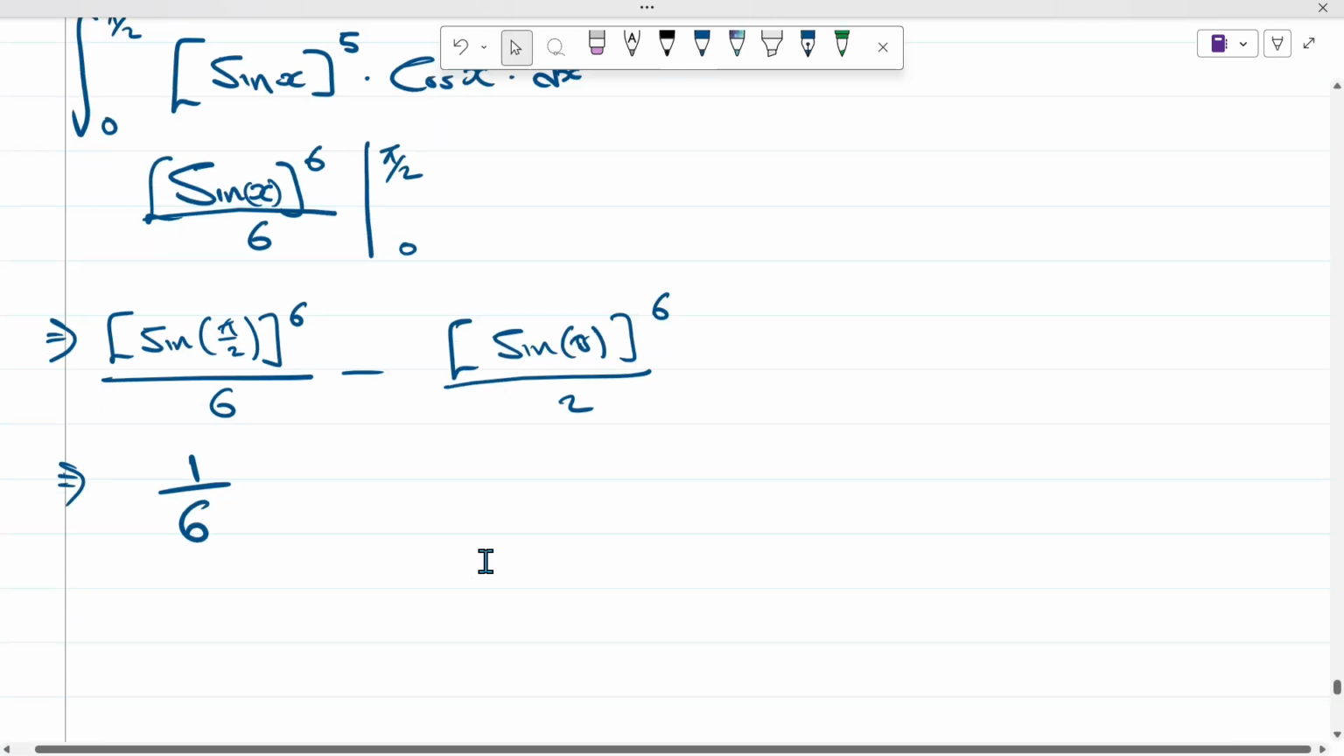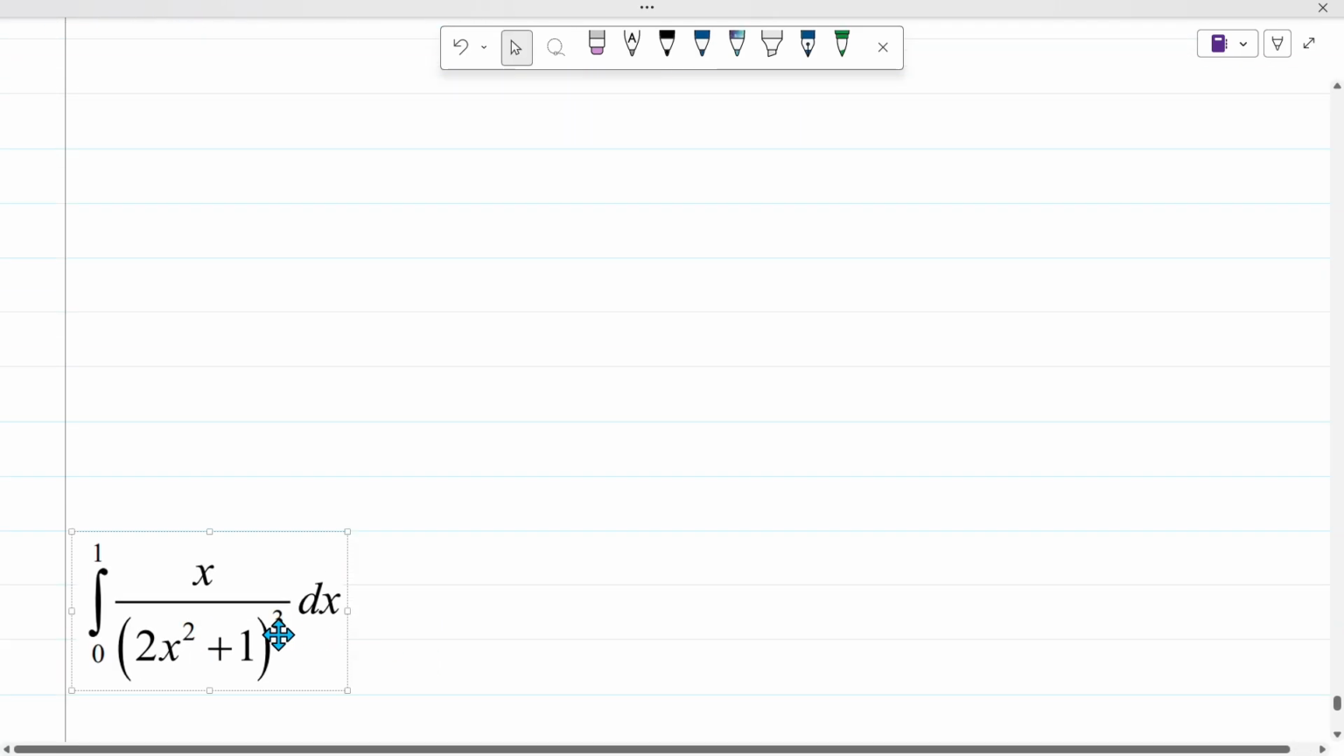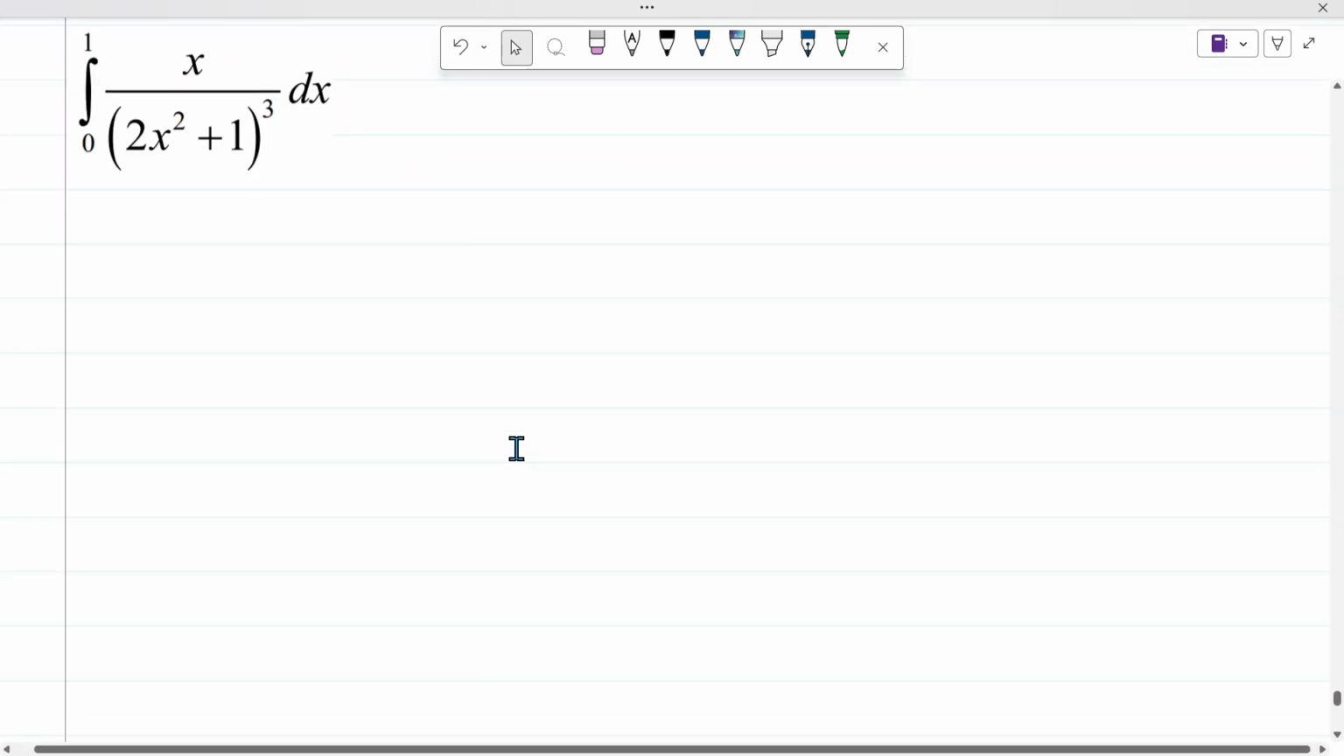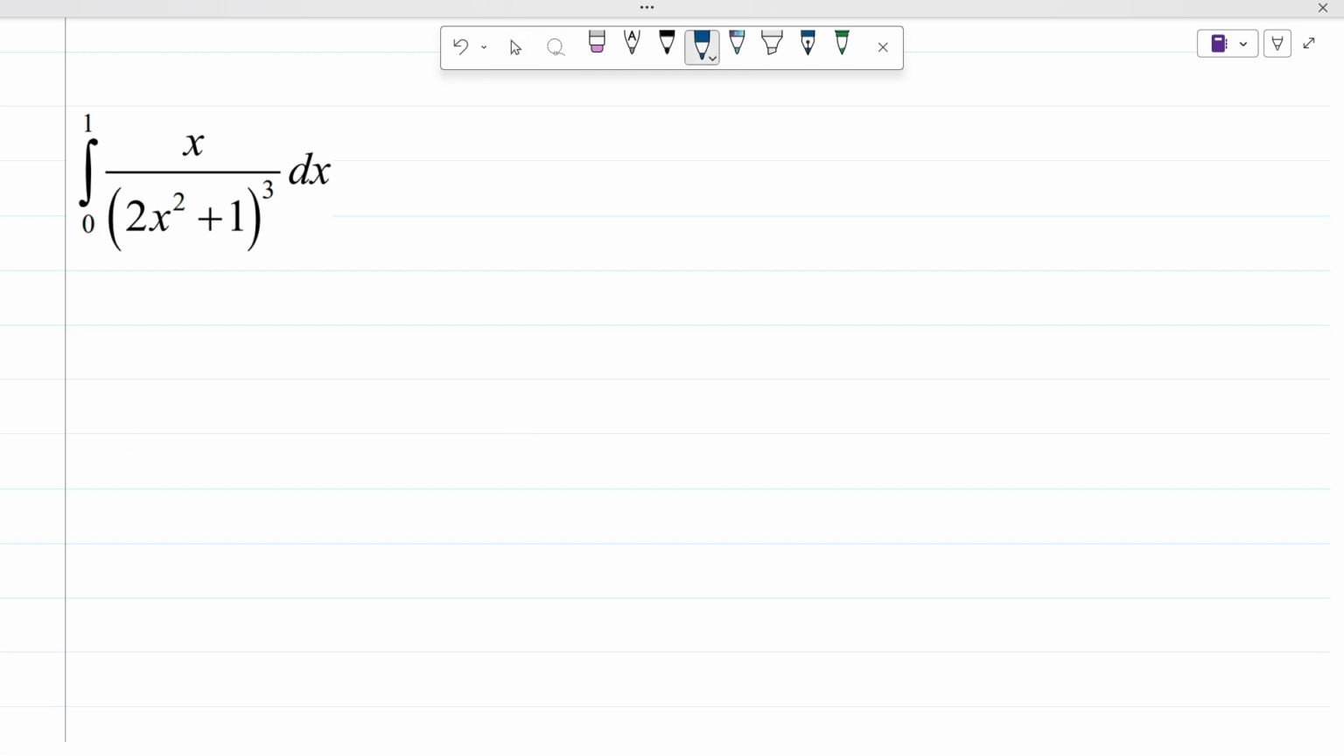So I hope you understand that one. It's easy, right? So this is our second last question. So yeah, let's go. Can we simplify this? No. Do we have a function and its derivative? Yes, but then it's not written nicely. So let's rewrite this in a nice way: the integral from 0 to 1 of x times (2x² plus 1) to the power of -3 dx.